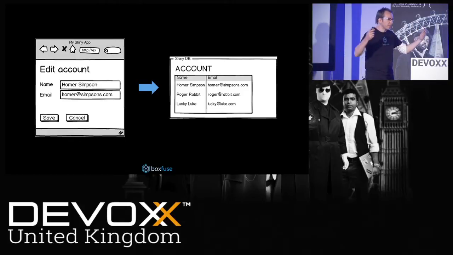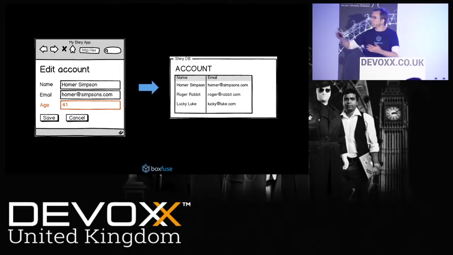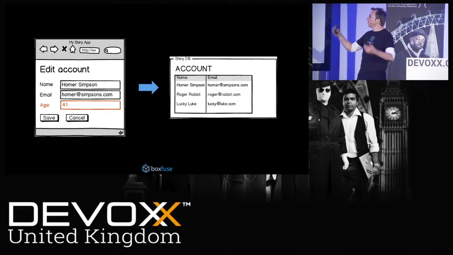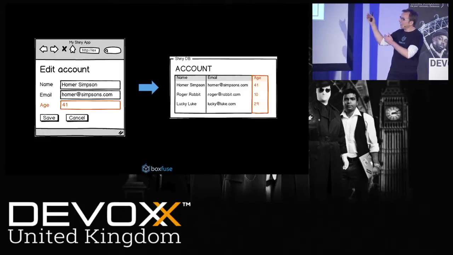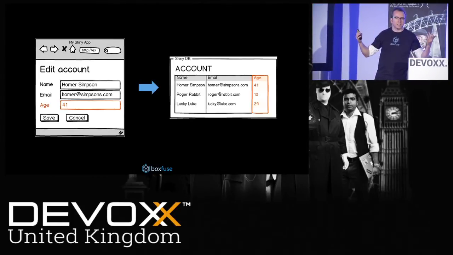Until, of course, one day, this needs to evolve, and some new data needs to be recorded. In this case, for example, an age column, and then it needs to land in the database. So how do we go about making this work?